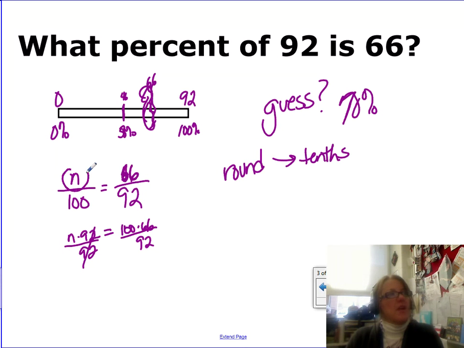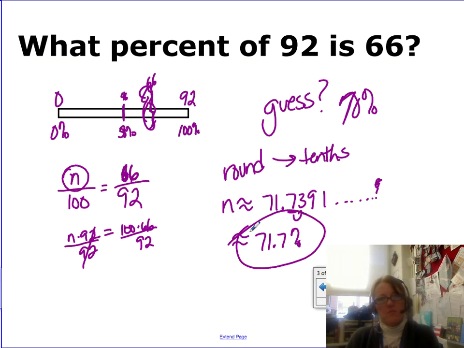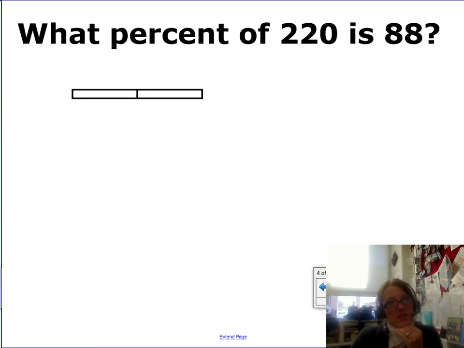So the number I get right here, the N, at this point, I'm going to put squiggly equals because it goes on like this: 71.7391304. So let's round to the tenths place. You look next door, the three says stay. So I'm going to round it to approximately 71.7, and then you have to put the percent symbol. 71.7%. Does that make sense in our estimate? More than 50, less than 100, somewhere in between. That makes sense.